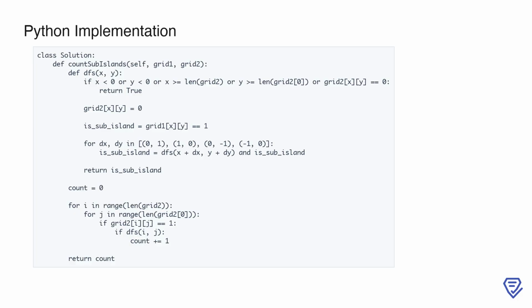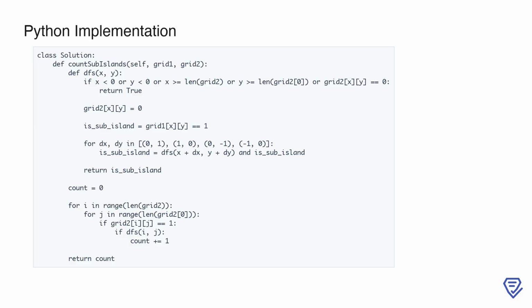2. DFS helper function, DFS. This function recursively marks the visited cells in grid 2 by setting them to 0. While traversing, it checks if the current cell in grid 2 corresponds to land, 1, in grid 1. If a cell in grid 2 is water or out of bounds, the function returns true. The is_sub_island variable keeps track of whether the current island in grid 2 is a sub-island. The function recursively explores all 4 directions, up, down, left, right.